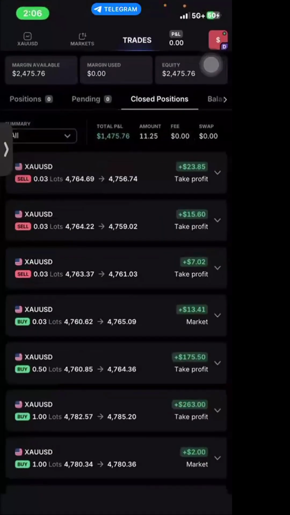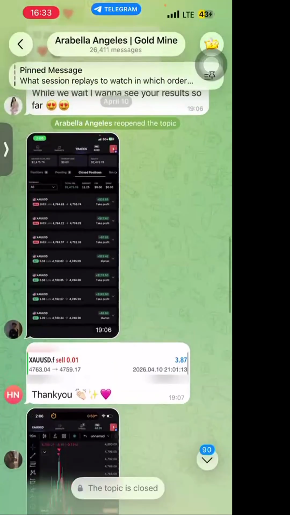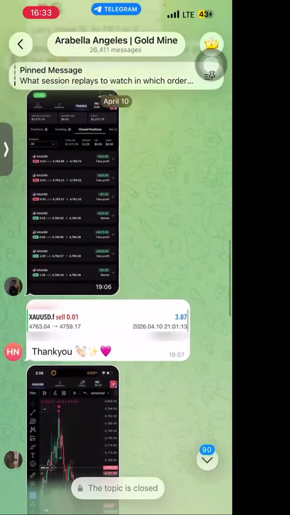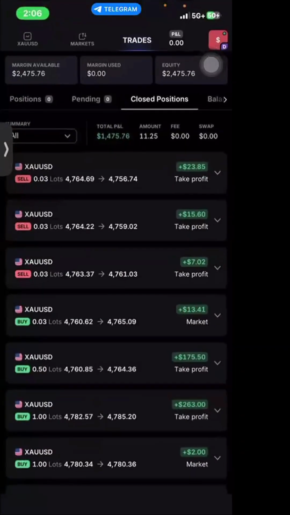So you can see this. Can you all see this? This is someone's profit on Friday. I'm sure you can all see the dates. April 10th. This is Telegram, right? This is on Friday. This is someone's profit. $1,475, right? And then this is another person's account.